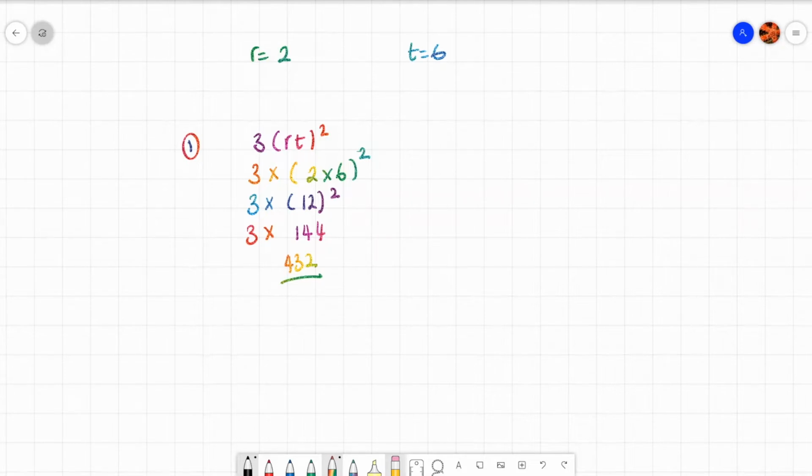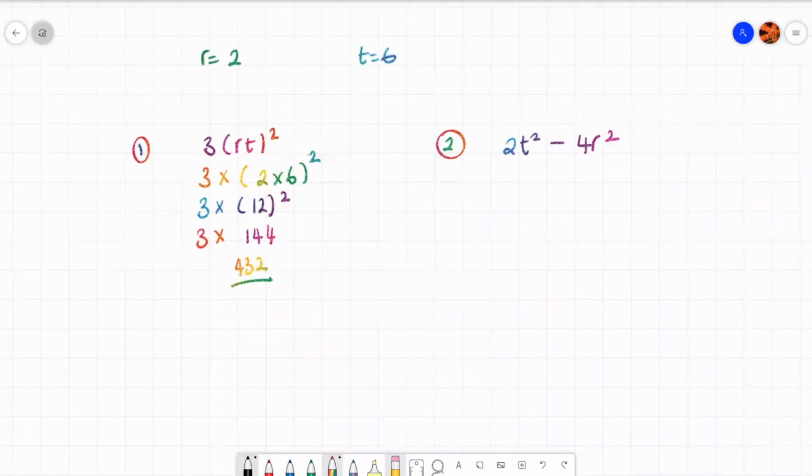You might have something like this: 2T squared minus 4R squared. So again, 2 times 6 squared minus 4 times 2 squared. Remember, replacing the letters with the numbers. Well, 6 squared is 36, and 4 times 4, because 2 squared is 4. 2 times 36 is 72, minus 16, which would give me 56 as my answer.